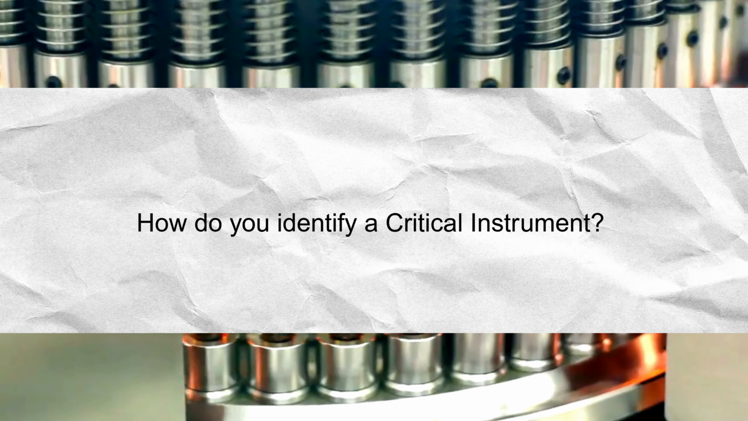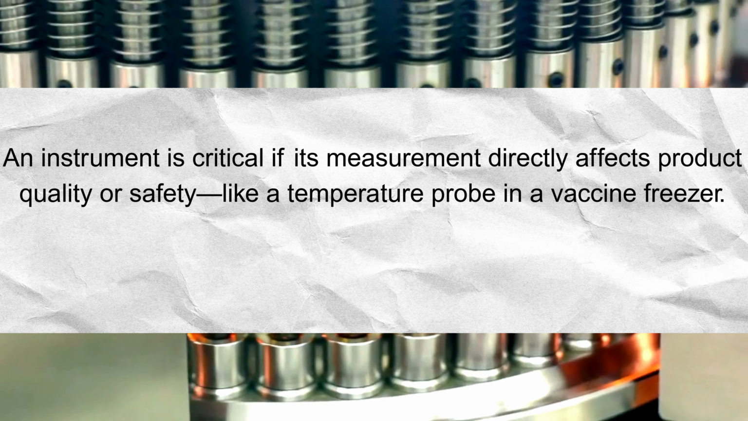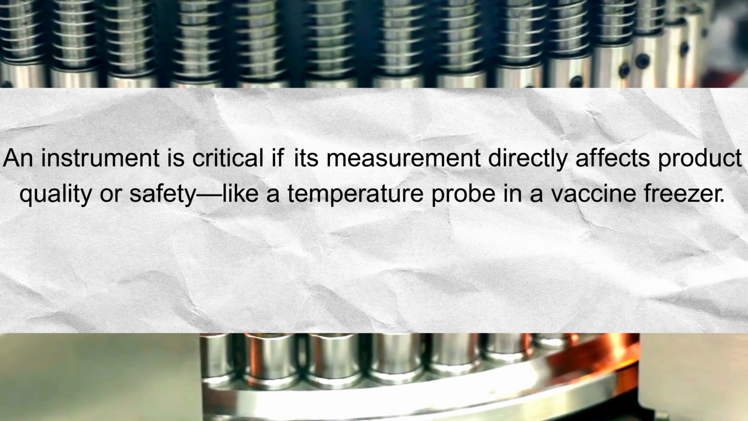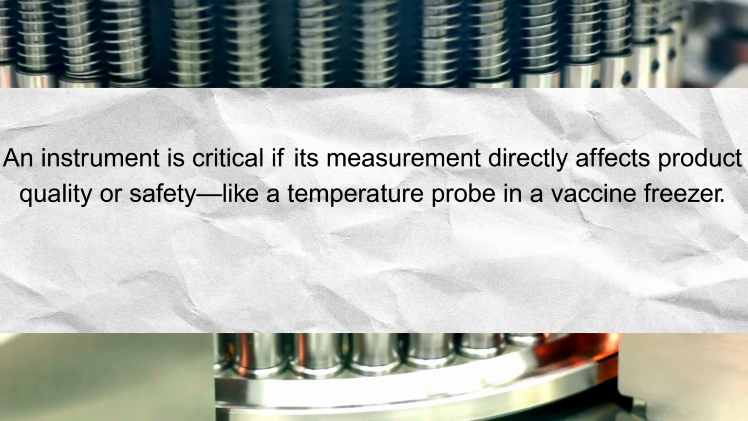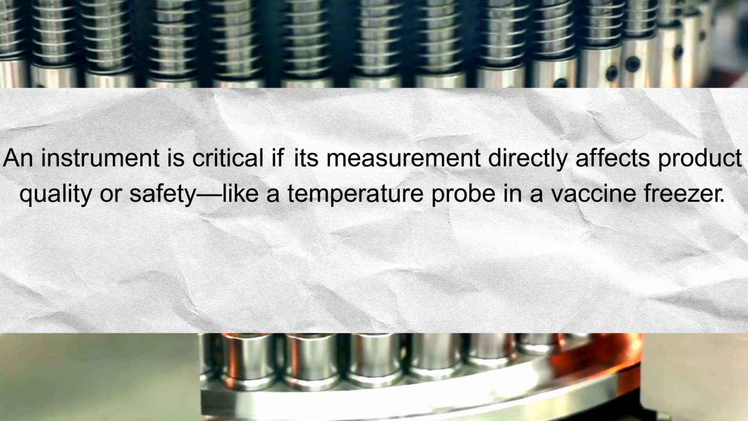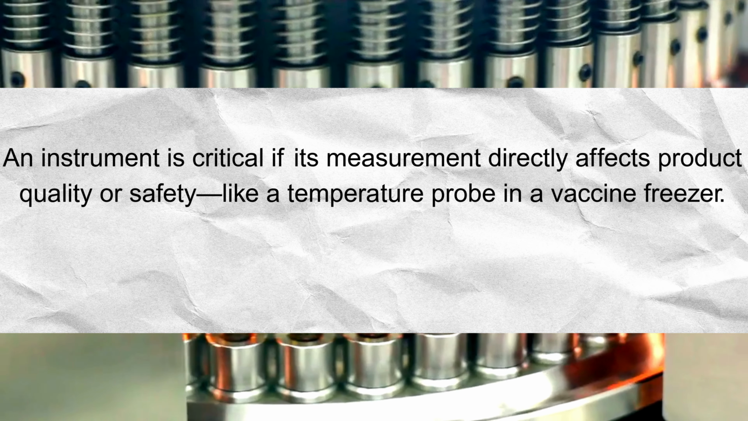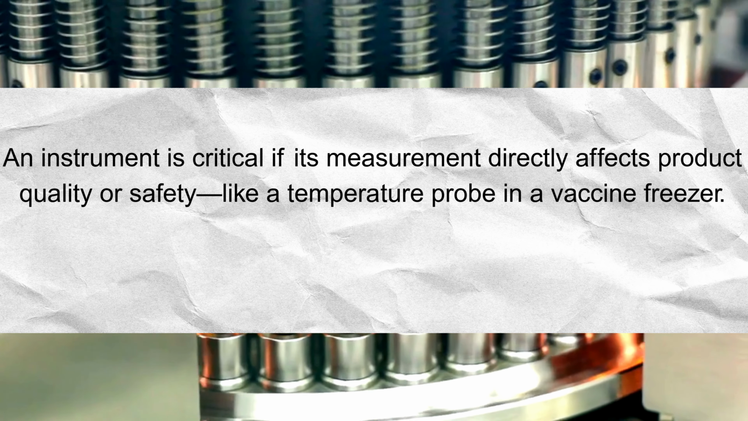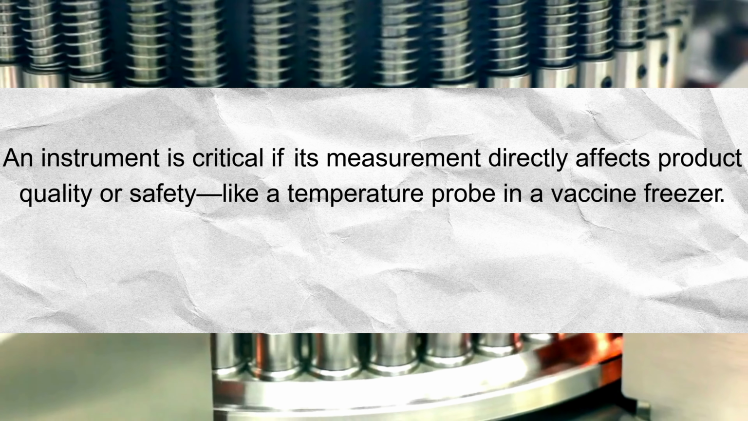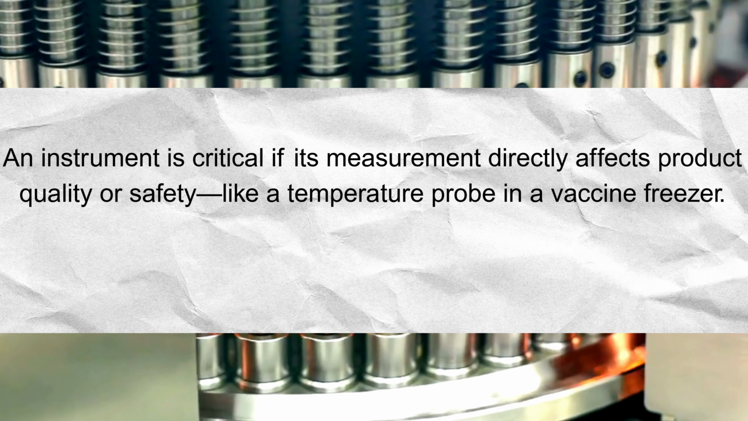Number 14. How do you identify a critical instrument? An instrument is deemed critical if its measurement or control has a direct impact on the quality of the final product or the safety of the patient. For example, a temperature sensor in a vaccine storage freezer is critical because a failure could ruin the product. A pressure gauge on a general cooling water line used for facility HVAC is usually non-critical because it doesn't touch the product directly.